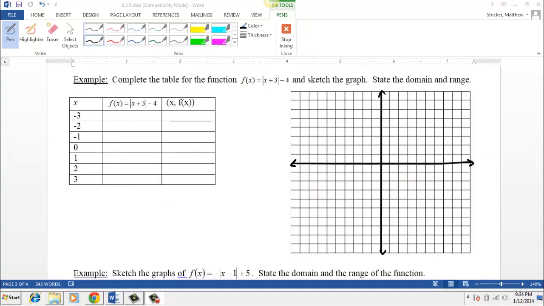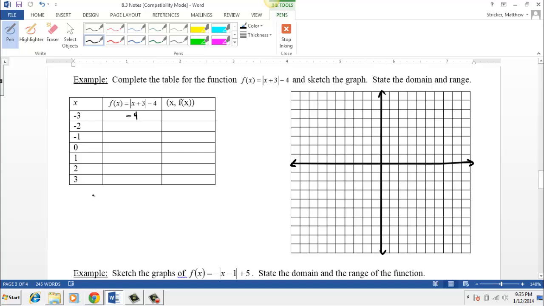Alright, so this example is a bit different than the last one because we have some shifting going on. Let's start out the same way though. Let's take our table of values like we had in the last one, and let's plug in some different x values here. So if we take -3 for example and plug it in, when you plug -3 in for x, -3 plus 3 is 0. 0 minus 4 is -4.